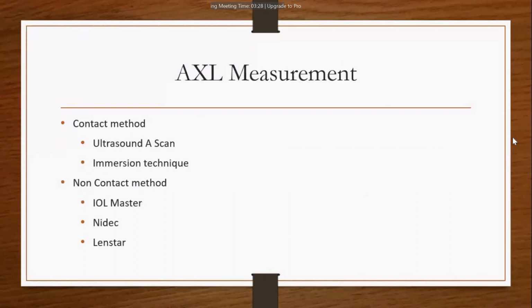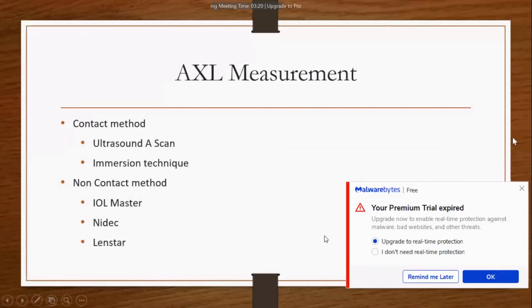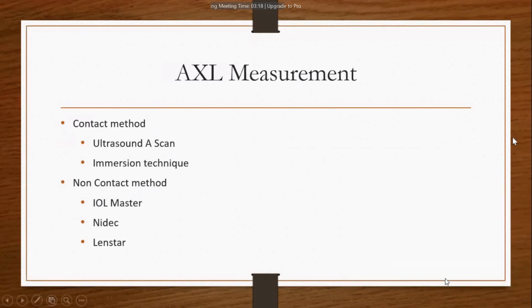Axial length measurement is very, very important in calculating the IOL power. If you take the axial length measurement, there are 3 different types in which it is done. One is the ultrasound A scan, then the immersion technique, then the non-contact method. But mostly nowadays, doctors are practicing the non-contact method, for which there are several machines. I've put up 3 machines. One is the Zeiss IOL Master, then the Nidek, then the LensStar. These 3 machines use infrared light to measure the axial length.